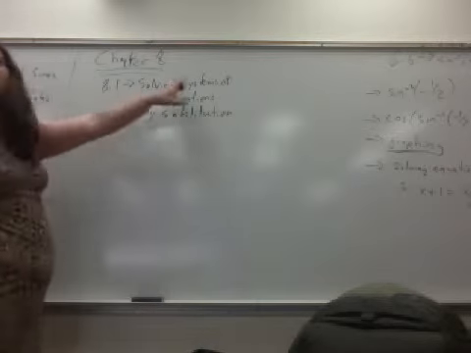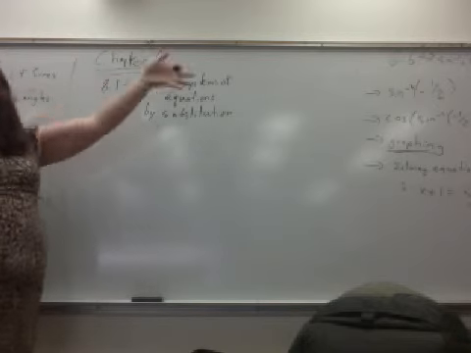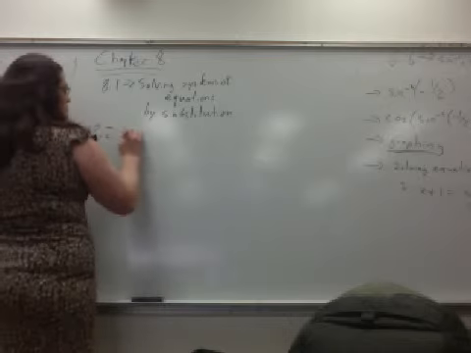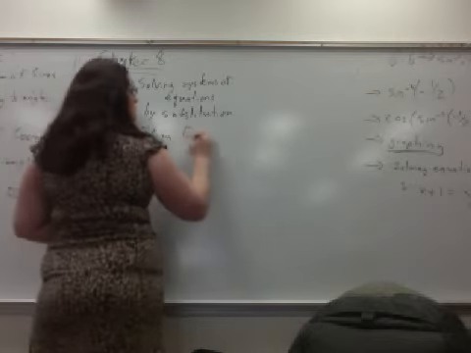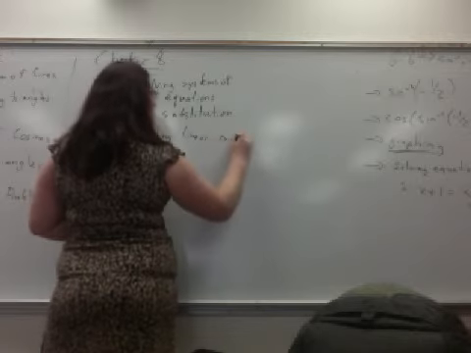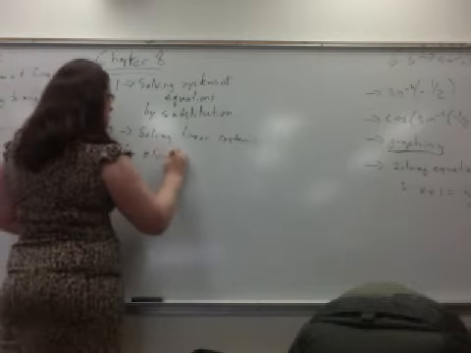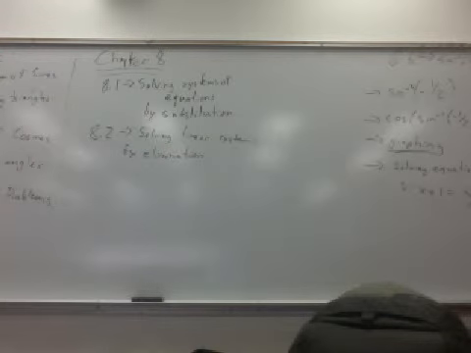And again, a system of equations is just two different equations together. Like x plus y is something, x squared plus y squared is something else. 8.2 was about solving linear systems by this method that's called elimination. And elimination means we add or subtract one equation from the other in order to get rid of things.